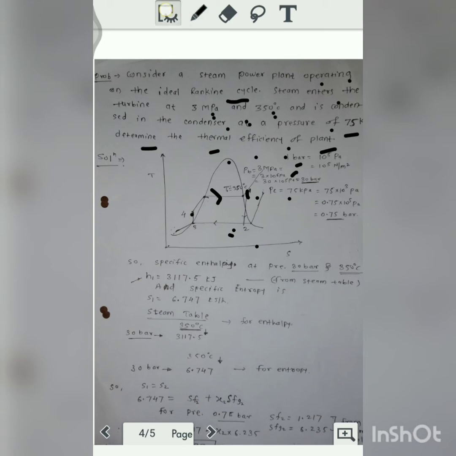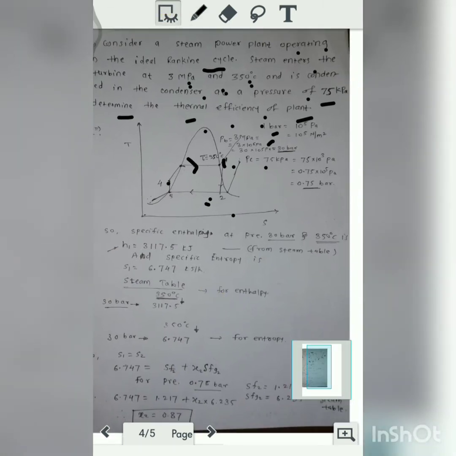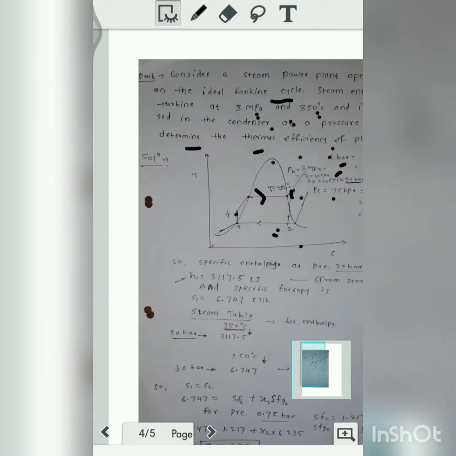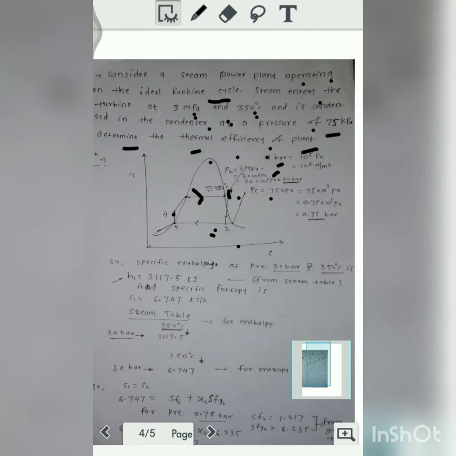Similarly we can convert that 75 kilopascal into bar. Kilo means 10 raised to 3, so 75 kilo means 75 into 10 raised to 3 pascal. We have to convert that into bar, so 75 kilopascal converted into bar is 0.75 bar.